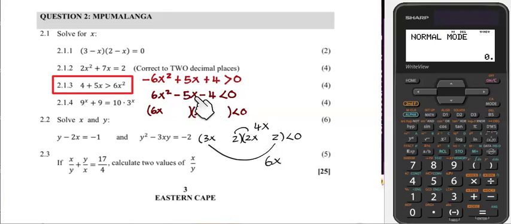6 minus 4, it's 2. I don't get the middle term. So that one is out. So now we know 2 and 2 won't work.